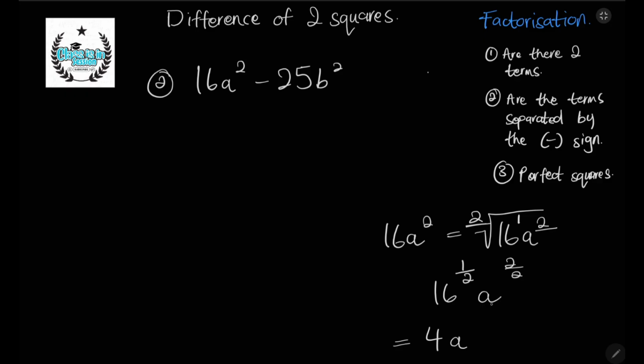Let's move to the variable. We have a 2 over 2, which is equal to 1. So the square root of 16a squared is 4a. Therefore, this is a perfect square. We don't have remainders here.